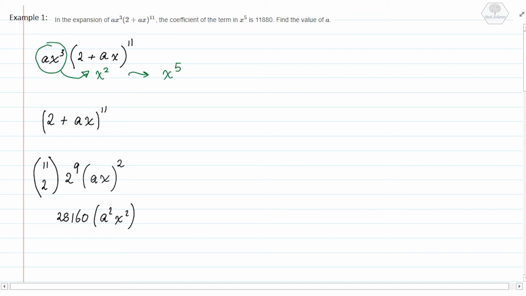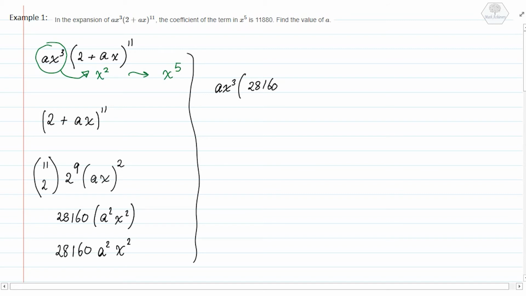So now the coefficient of x squared is 28,160 a squared. This is my coefficient of x squared. So I need to multiply this value by ax cubed to know the coefficient of x to the power of 5. Let's multiply them. I have ax to the power of 3 times 28,160 a squared x squared. It gives me 28,160 a cubed x to the power of 5.